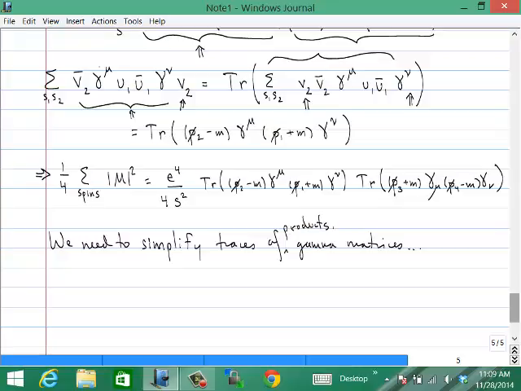Did I actually, in a problem set, have you calculate the traces of various gamma matrices? I know I had you do some gamma matrix manipulation, but I don't know if I had you do that. Okay, so it's rather straightforward. So for example, can anyone tell me what the trace of gamma mu is?